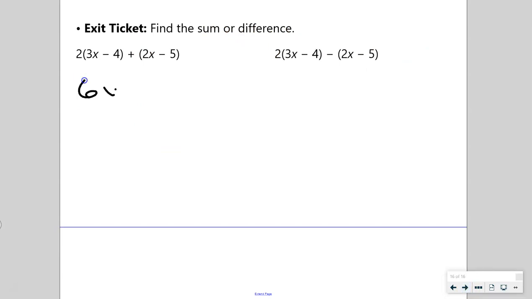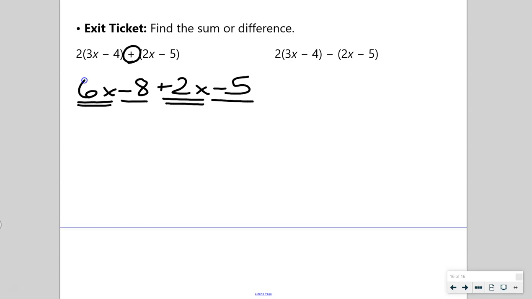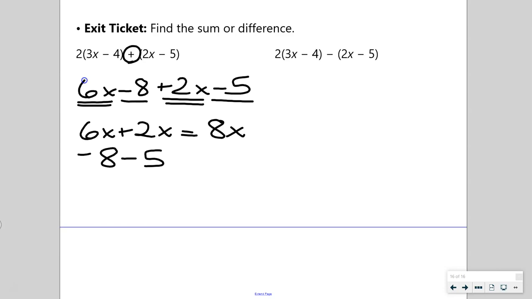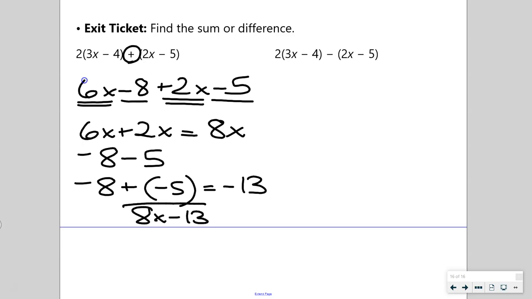So we have 6x minus 8 plus 2x minus 5. Again, when it's addition, the signs stay the same. We identify our like terms, and we then combine 6x plus 2x equals 8x. Negative 8 minus 5, right? So you look at this as negative 8 plus a negative 5. That helps you think about what to do here. So 8 plus 5, they're both negative, would be 8, 9, 10, 11, 12, 13. So negative 13. So we end up with 8x minus 13 for that one.